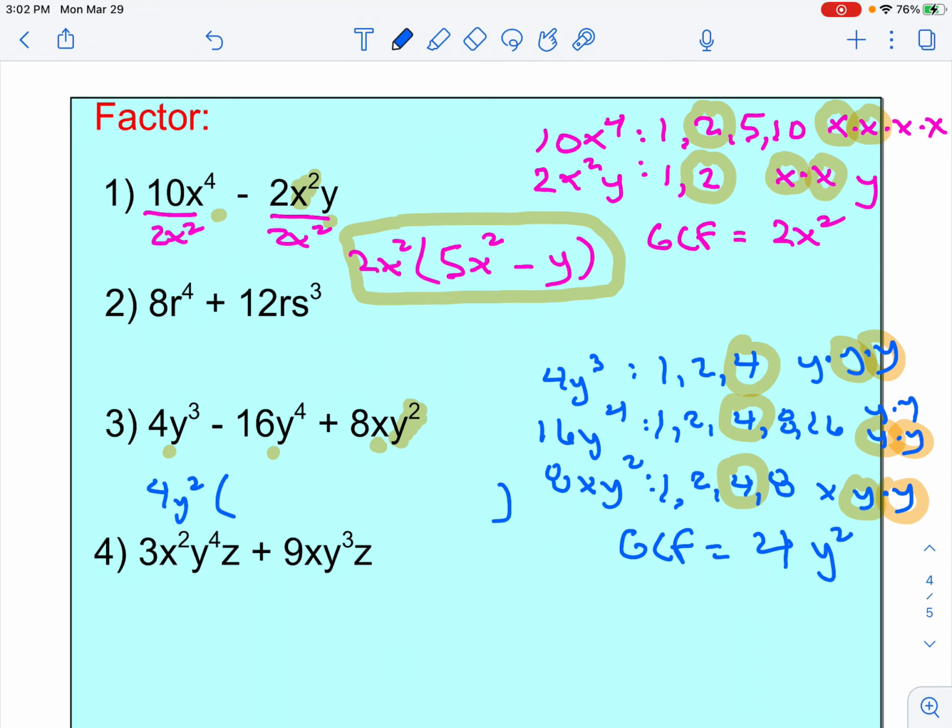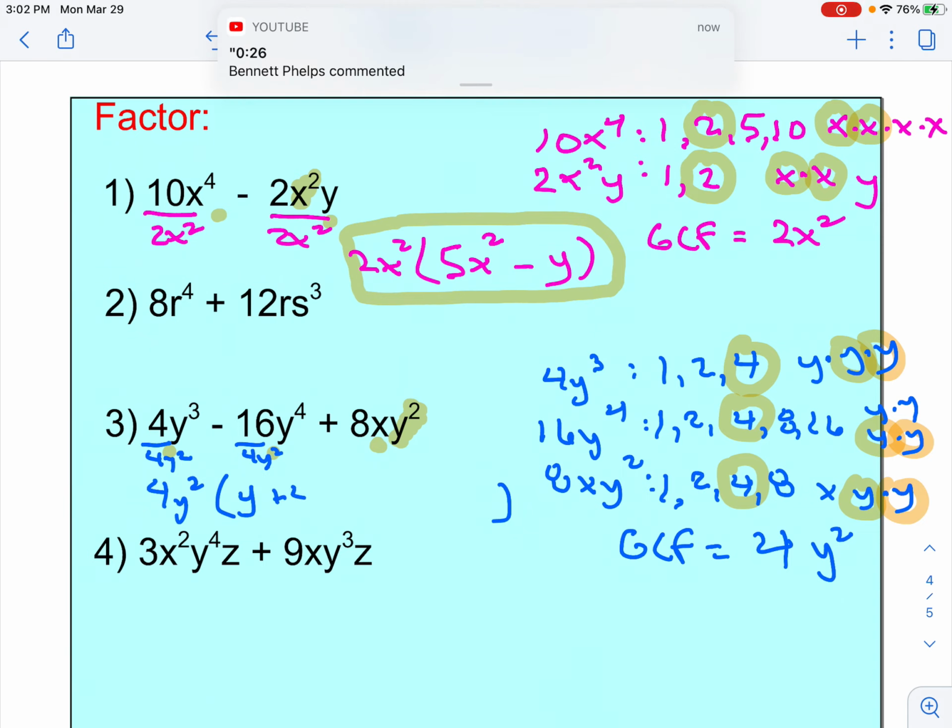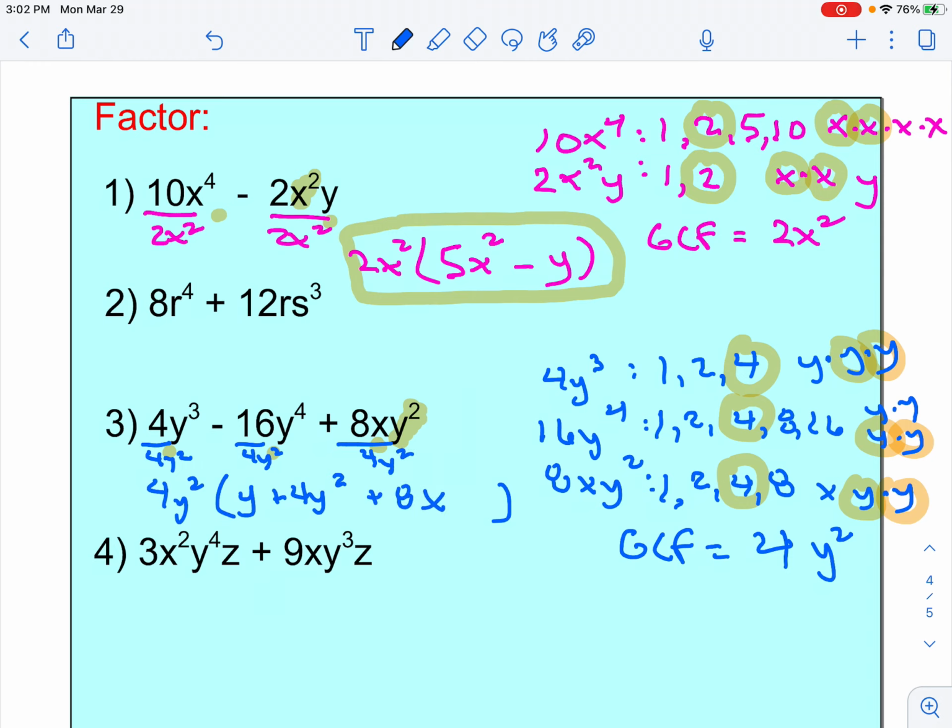And what's left is when I divide by 4y squared, which would give me y, divide the middle term by 4y squared, which would give me 4y squared. And then divide the last term by 4y squared, which gives me 8x. No, I divide by 4, that would give me 2x. Sorry, I forgot to divide the number part. So that would give me 2x. And that's your answer. This is the end of the video portion of this, but again, try some of those other problems and check the notes for day 2.